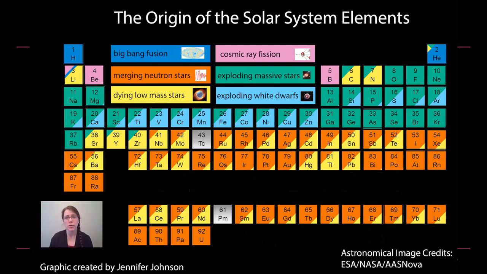If you look at most of this periodic table though, in green, exploding massive stars, those are type 2 supernova. In light blue, exploding white dwarfs, that's type 1a supernova. In yellow, dying low mass stars, that's as we create the planetary nebula, there is some additional fusion that can happen. And then in orange, merging neutron stars, that is a field of astronomy that is still fairly new.